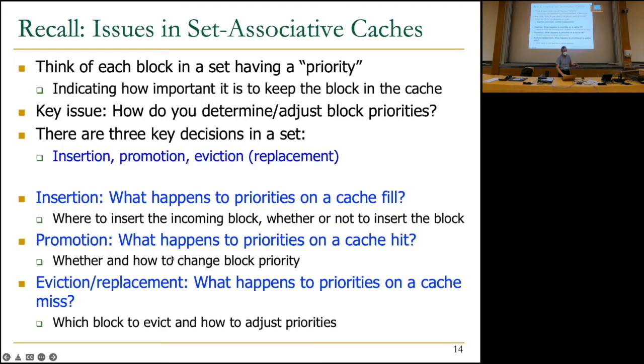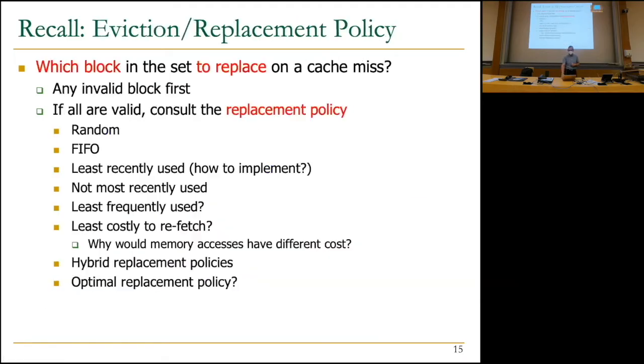And then there's promotion. Whenever you get a cache hit on a block, what happens to the priority of that block and other blocks? Do you change anything at all? We'll see in the LRU, least recently used replacement policy, you need to change that, unless the block you hit on was the most recently used, sorry. And then eviction or replacement asks: what happens to priorities on a cache miss? Which block do you replace? And how do you adjust the priorities of the blocks inside the cache?